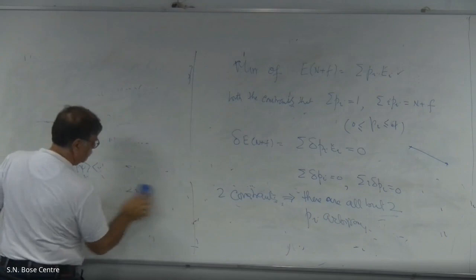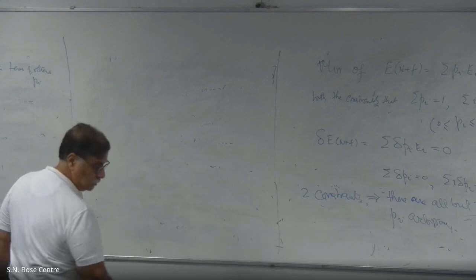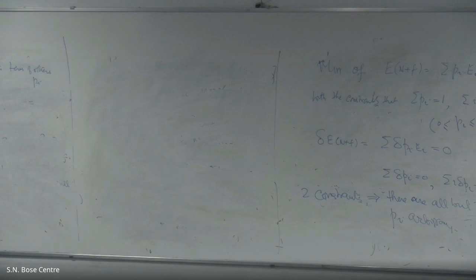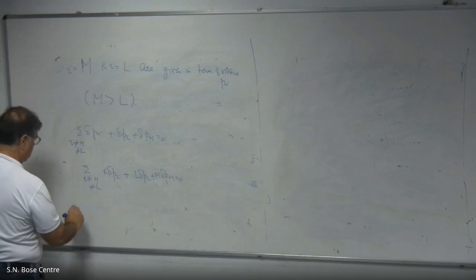So from here, you can solve for it. I've developed this proof, so I'm not proud of it. I just want to show it to you. Multiply by l and subtract, we get l summation delta p_i, right?